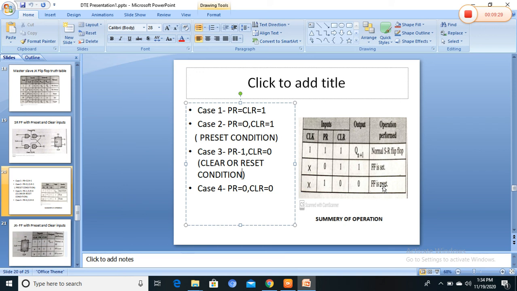The operation of the SR flip-flop with preset and clear inputs is summarized in this truth table. From this truth table we have to explain all these conditions. This is how the preset and clear inputs are connected for the SR flip-flop. In the next lecture we will study the JK flip-flop and the master-slave JK flip-flop.